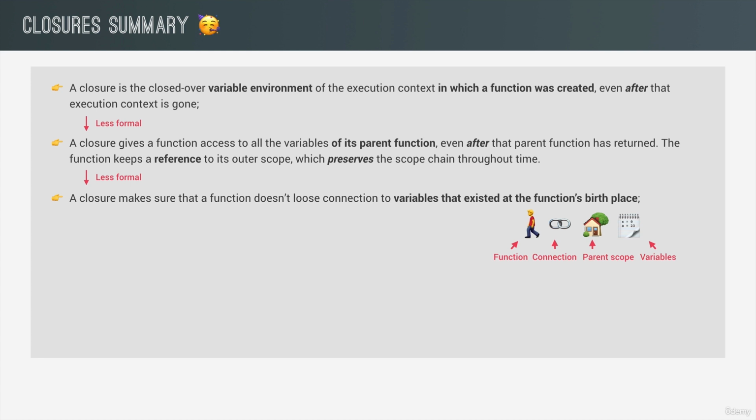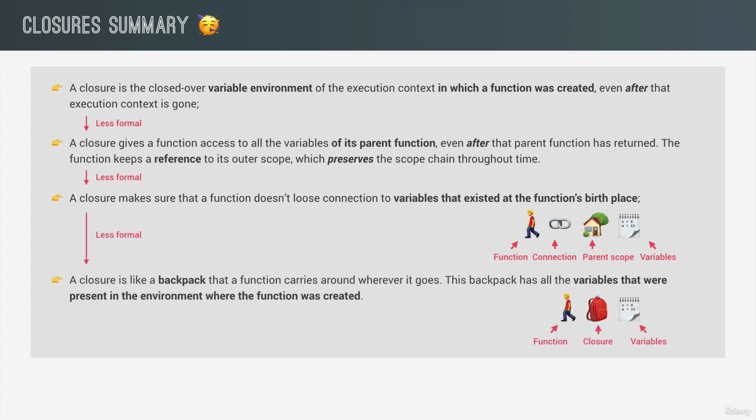Finally, some people like to think of this attached variable environment as a backpack. So in this analogy, a function has a backpack which it carries around wherever it goes. And this backpack contains all the variables that were present in the environment in which the function was created. Then, whenever a variable can't be found in the function scope, JavaScript will look into the backpack and take the missing variable from there.